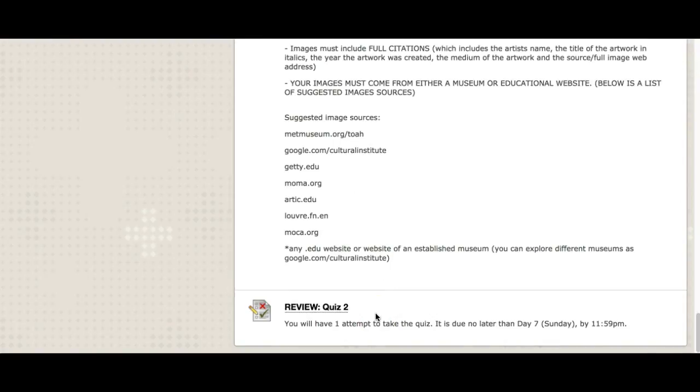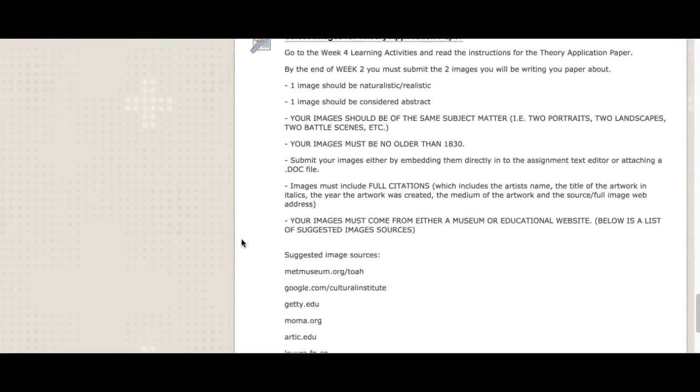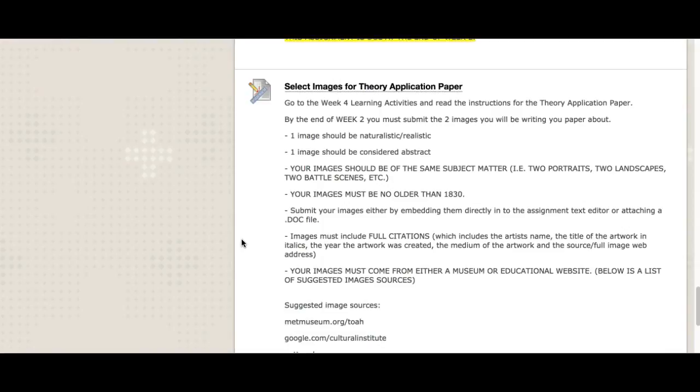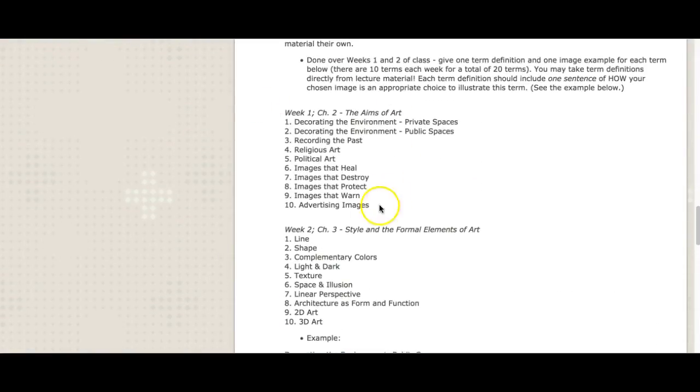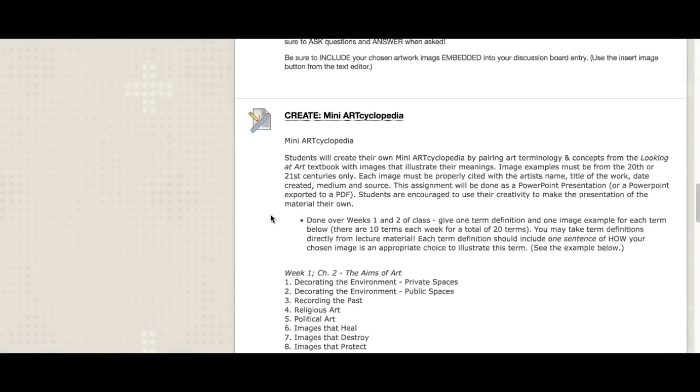Your quiz Sunday at midnight. Your images, your 2 images for your theory application paper, Sunday at midnight. And your mini art cyclopedia. Hopefully you've already done week 1's images and you're working on week 2's images. Again, let me know if you have questions about any of this.